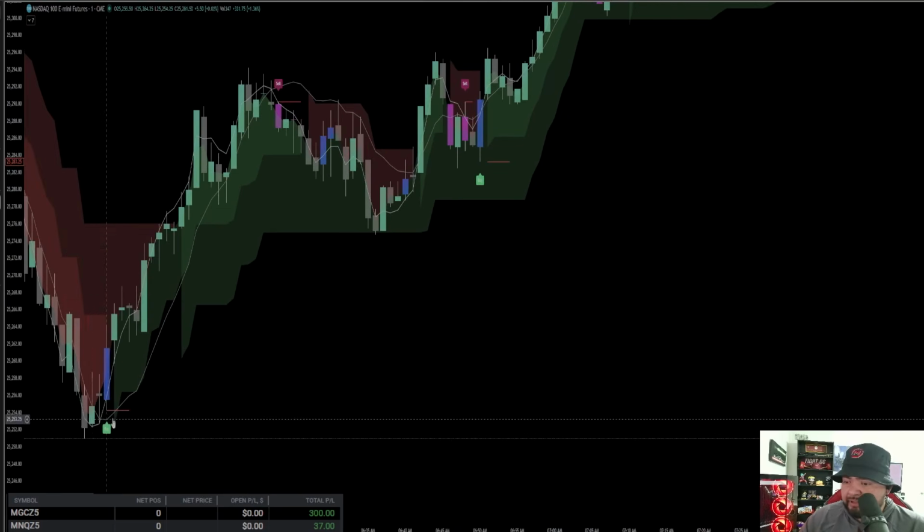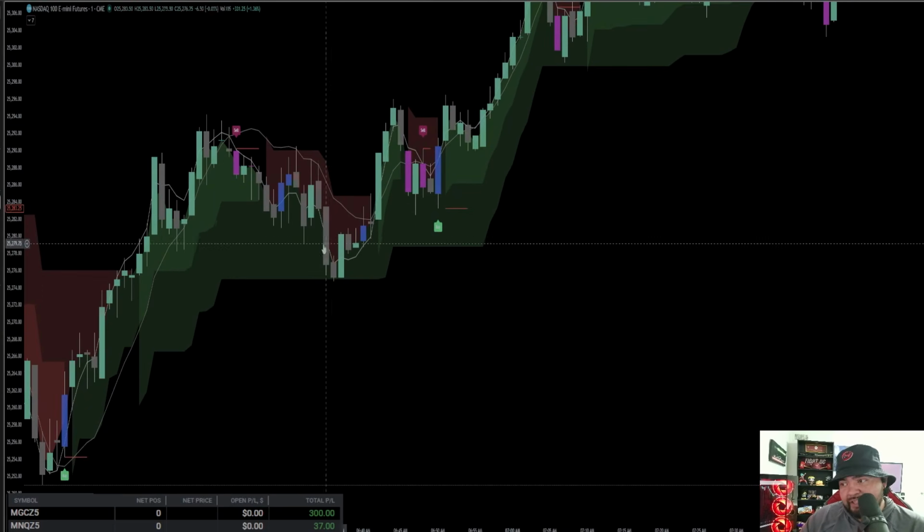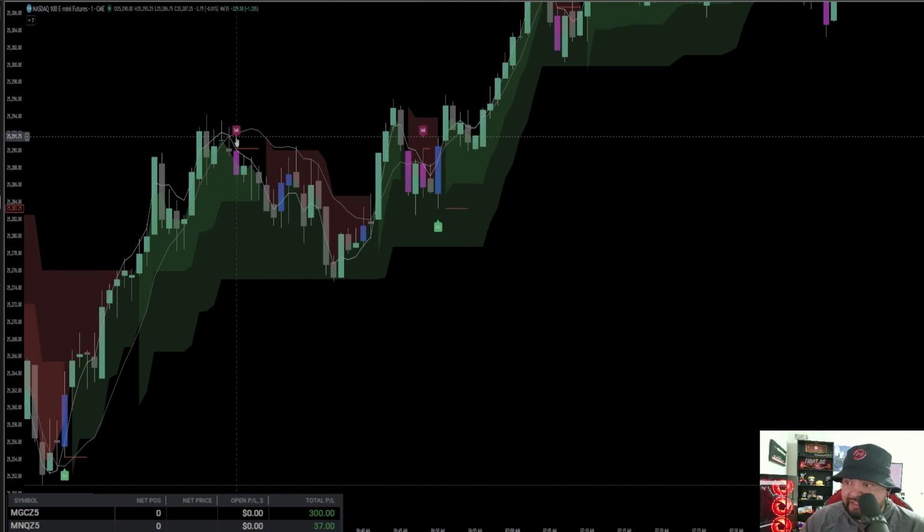Again, right? We just saw the cross below. Oh, look, there's the cross above, right? It'd give you a pull down. It did play out. Would I take this? Probably not.